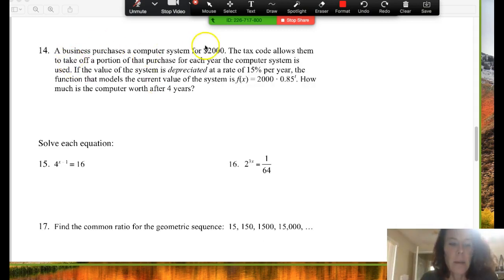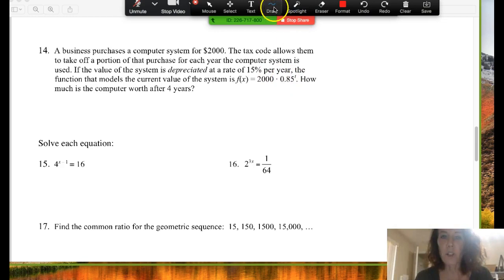Okay, this big ugly problem looks scarier than it is. Again, super easy. A business purchases a computer system for $2,000. The tax code allows them to take a portion of that purchase every year the computer system is used, so you get tax write-offs. If the value of the system is depreciated at a rate of 15% per year, the function that models the current value of the system is this. How much is a computer worth after 4 years?